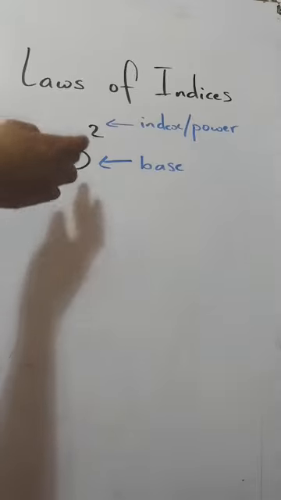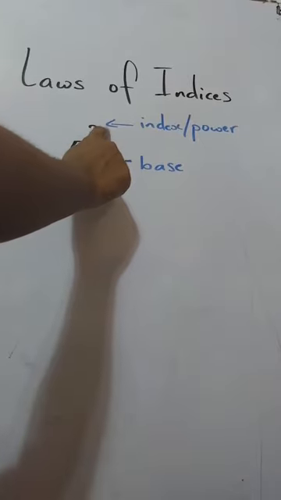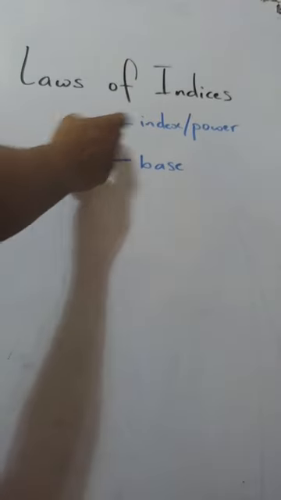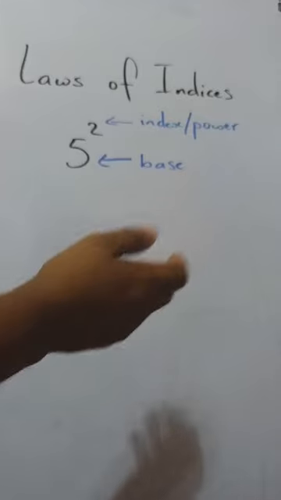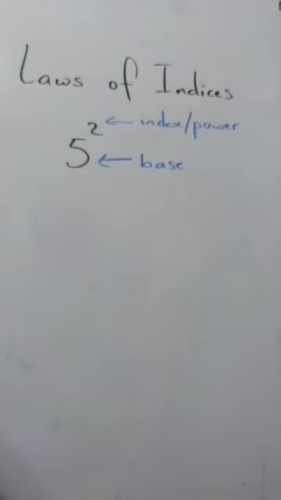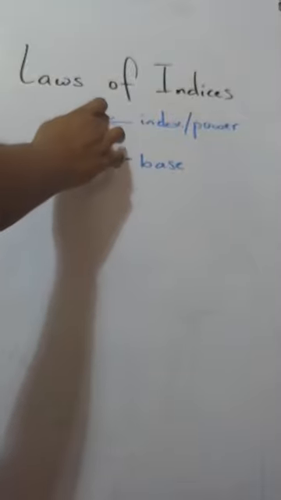So we have the number 5 raised to the power of 2. This is what we call our index, the power. In layman's terms, power, also considered index, so laws of indices. So the laws of indices has to do with our powers. Then a number, which is the base, is raised to some power.